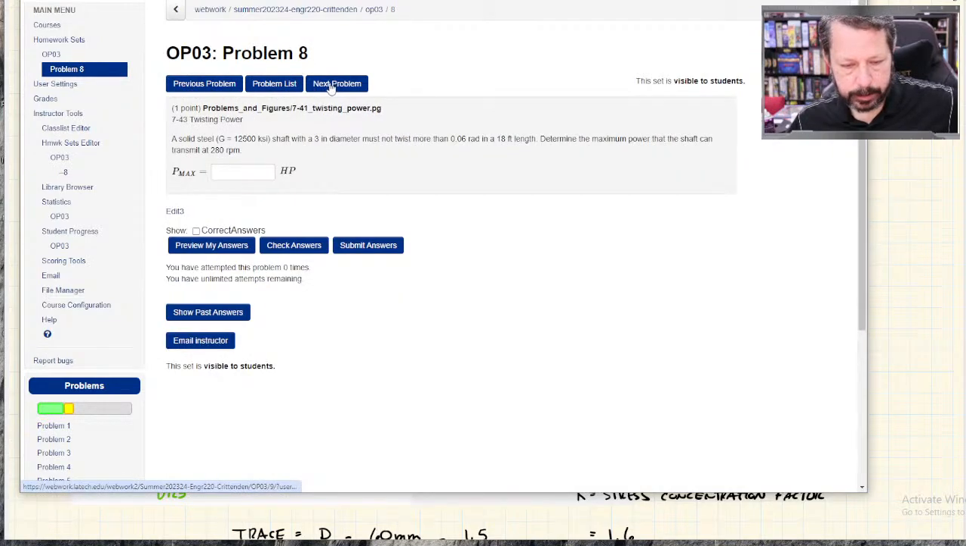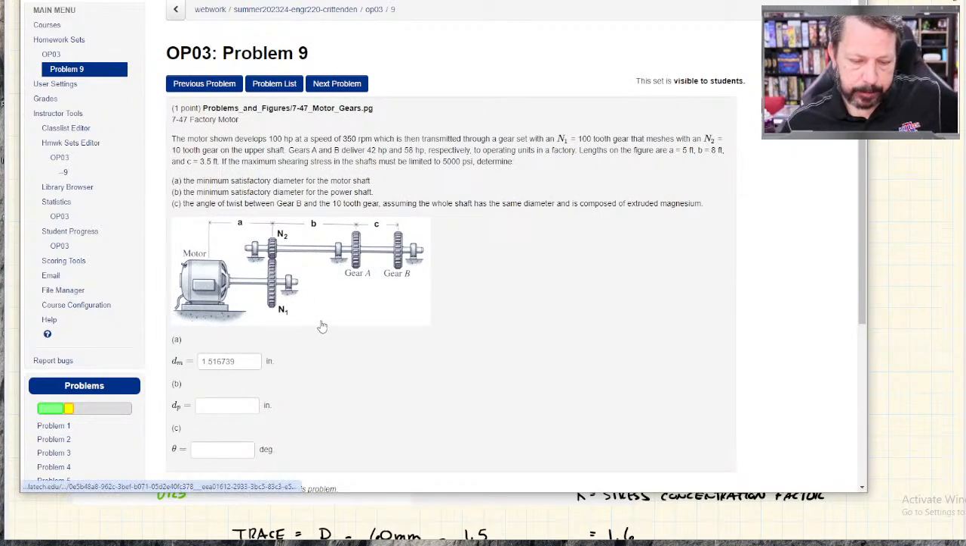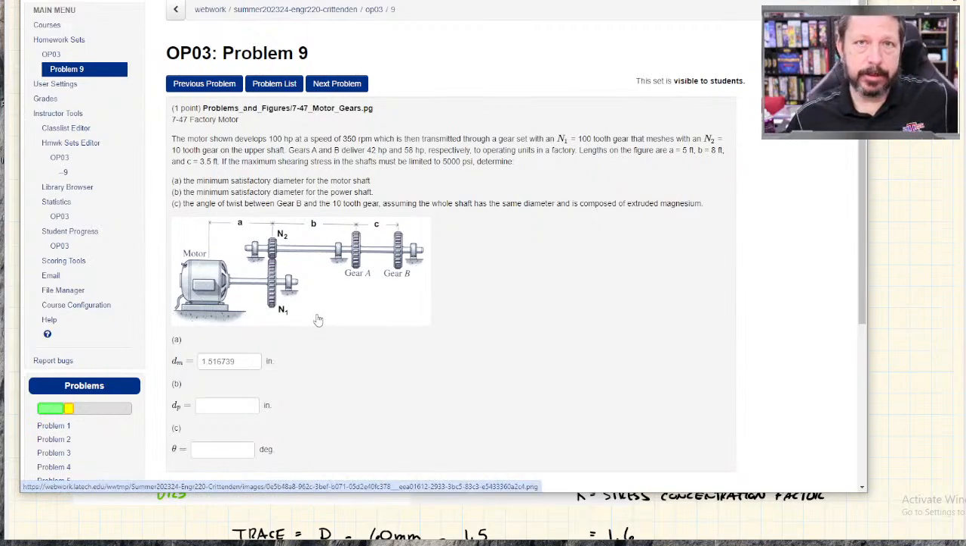Oh, there was one. Go to that one. So actually this one is N1 and N2. We started this one once and did part of it. So the number of teeth have to do with the gear ratios.